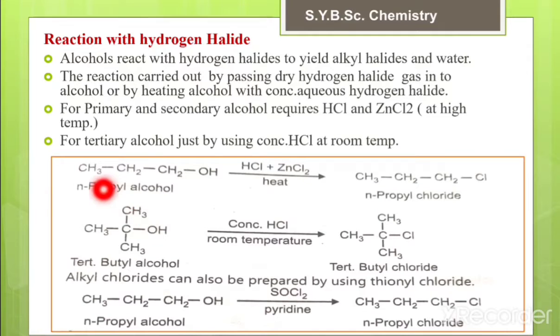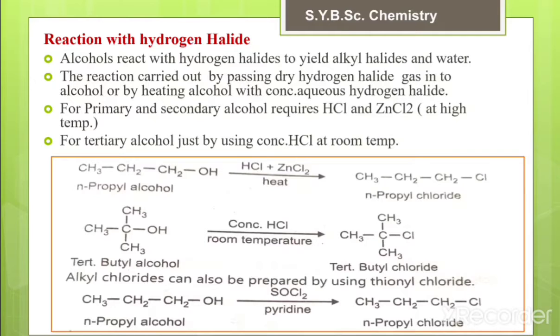Okay, let us see the reaction. This is the structure of N-propyl alcohol, and this is a primary alcohol. Therefore, it requires HCl and ZnCl2 at high temperature. Heat the reaction mixture, and finally we will get the N-propyl chloride. That means here simply the OH is converted into Cl by using HCl plus ZnCl2. Second example, this is tertiary butyl alcohol. For tertiary alcohol we use concentrated HCl at room temperature, and this OH is converted into Cl, that means tertiary butyl chloride.